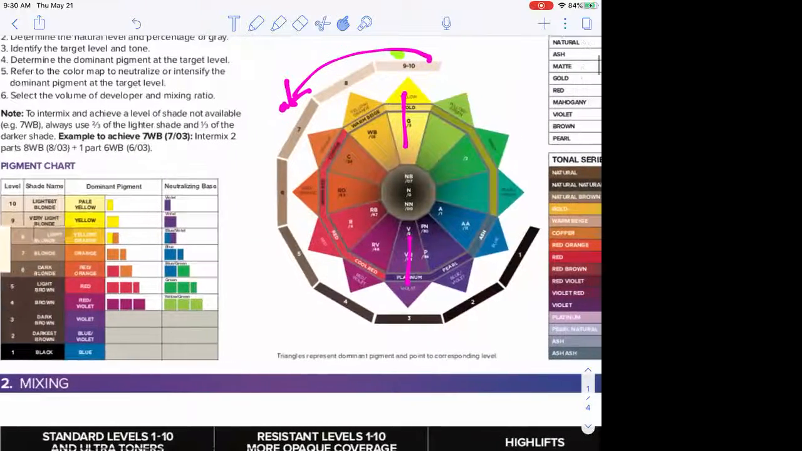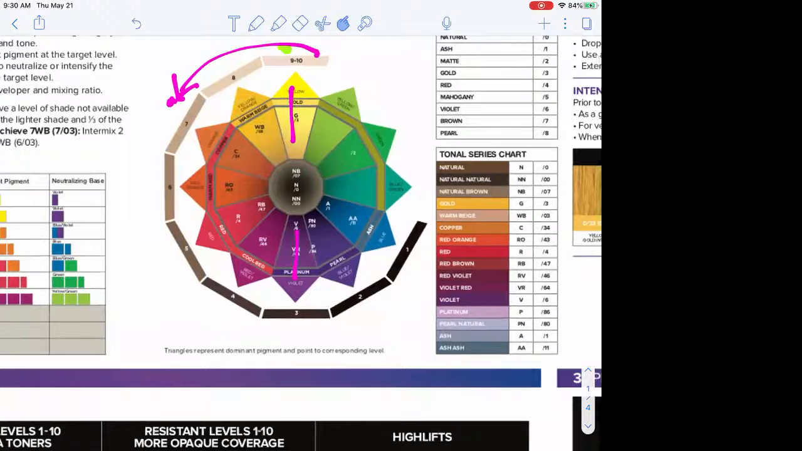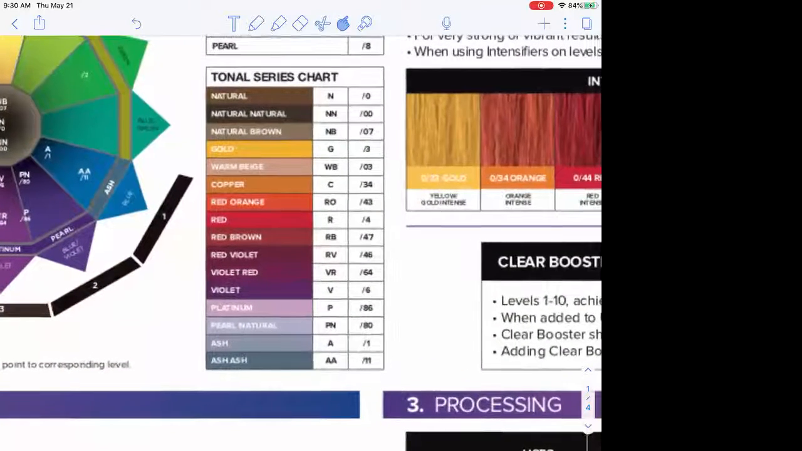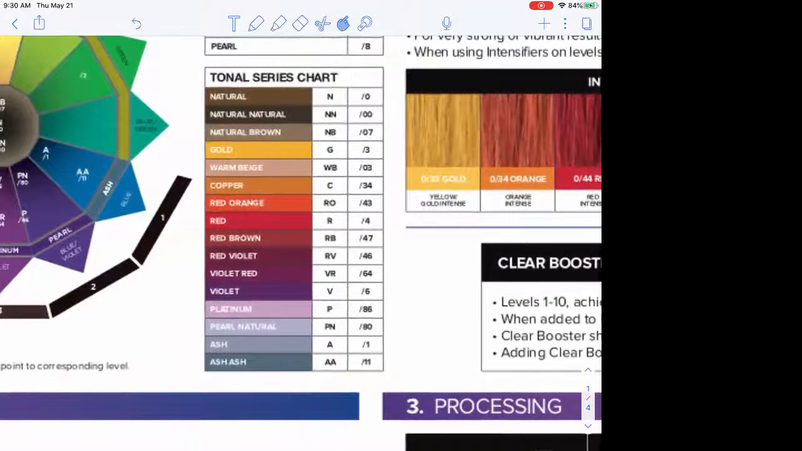So for the options that we have, I'm just going to use Paul Mitchell XG as an example. The options that we have in our violet, blue violet, and blue hair colors are right over here in the tonal series chart. So ash, ash, ash, if we work our way from the bottom, all this stuff in here is going to be a great toner if you're looking to neutralize.